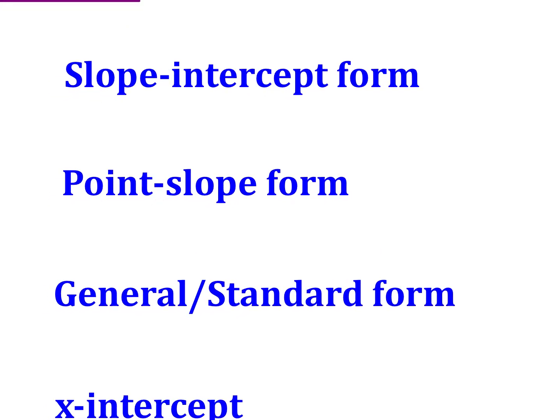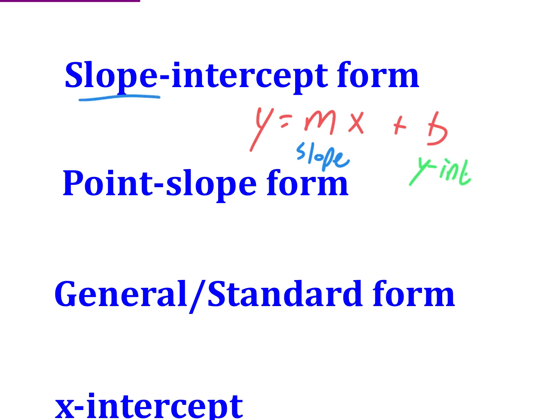Next, for writing equations of lines. The most common one that you're probably most used to is slope-intercept form, y equals mx plus b, where m is your slope value and b is your y-intercept, which is why they call it slope-intercept form, because you get those 2 pieces of info.